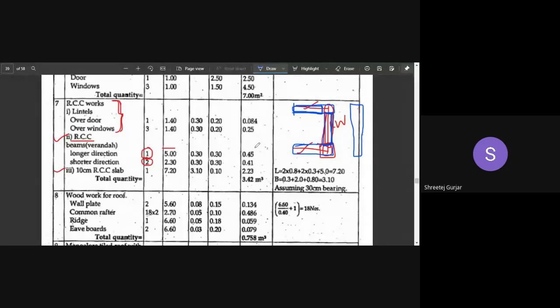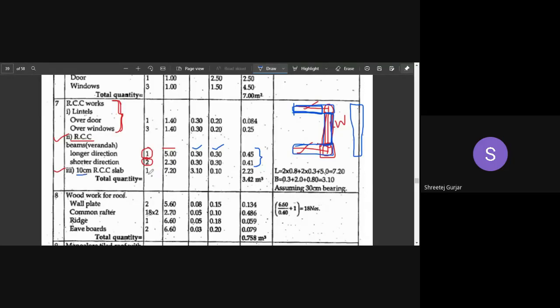Okay, for this beam quantities, the depth of your beam is 0.3, and the thickness of your wall is also 0.3. So that is how you calculate for your beams. Now moving on to slab, 10 centimeter RCC slab, right?